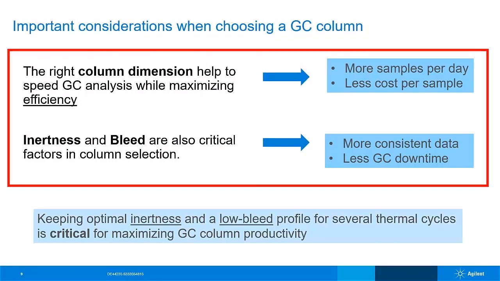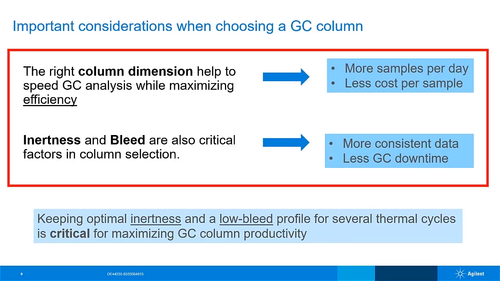All right. We have talked in previous webinars about the importance of choosing the right GC column for your GCMS applications. We talk about how important is inertness and low bleed profiles. As important as those aspects is also the right column dimension. However, there was one topic I haven't discussed and that I want to discuss further in this webinar, and it's that inertness and bleed are important, but it's as important or even more important to keep that same inertness and low bleed profile for extended periods of time.